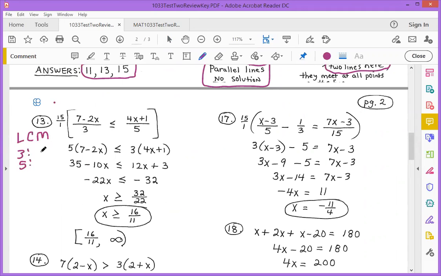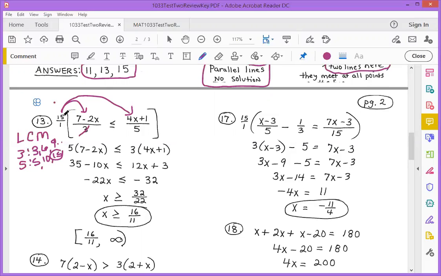Remember, for the least common multiple, we would list multiples of 3, so 3, 6, 9, and so forth. We'll list multiples of 5: 5, 10, 15. The smallest multiple that 3 and 5 have in common is 15. You will multiply each of the terms by that least common multiple of 15.